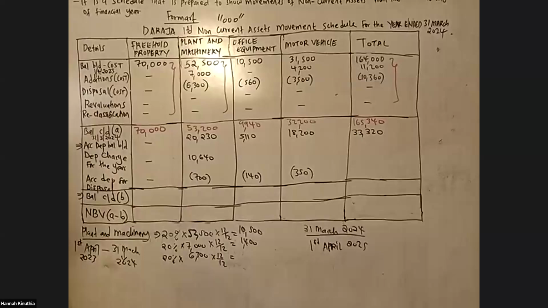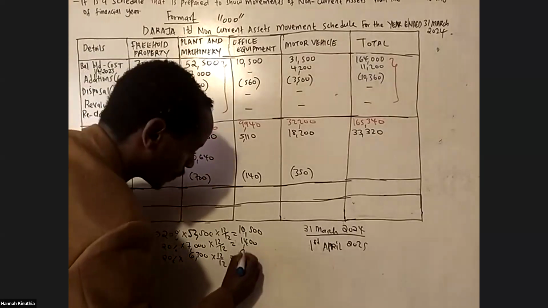So ilikuwa also throughout the year. Nikifanya swali lingine utaelewa vizuri. So 0.2 times 6,300 times 12 over 12 because it was there throughout the year. So you less 1260.